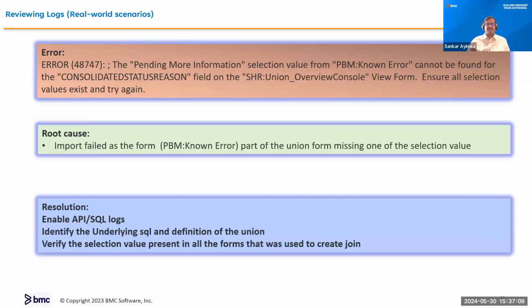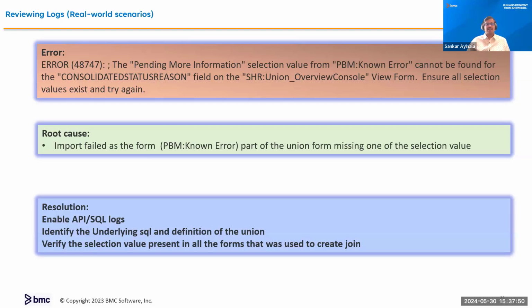And this is another sample error. It failed to migrate one of the forms, and the root cause is that a value was not present in one of the forms. Unions are built using multiple forms at the database level. So if any one of the values is mismatched, it automatically fails to create at the database level, and because of that, the form might fail to migrate.